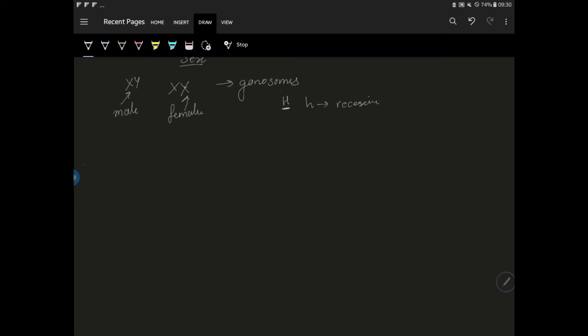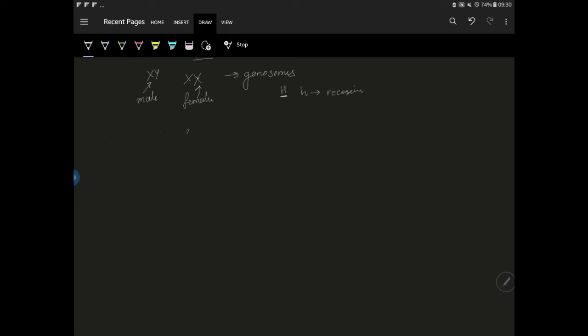So if we do a quick genetic cross, say the father is hemophiliac, and the mother, the female, is a carrier of hemophilia. So this would be our P1. Yes, you still need to write this down. And this is your phenotype. Okay, let's do the genotype.